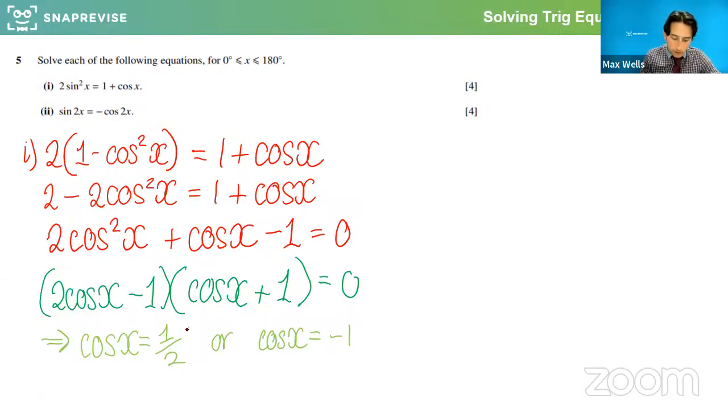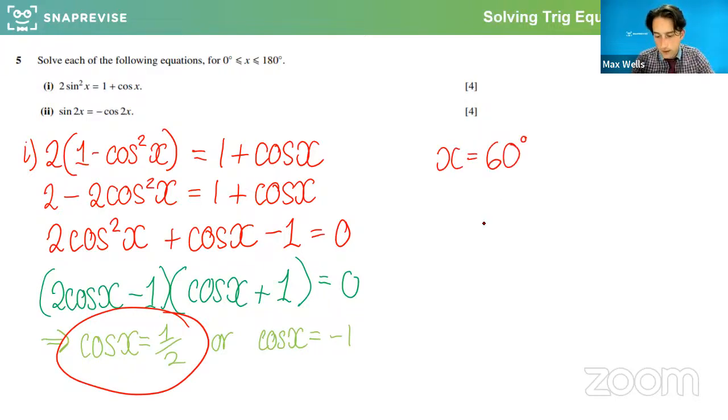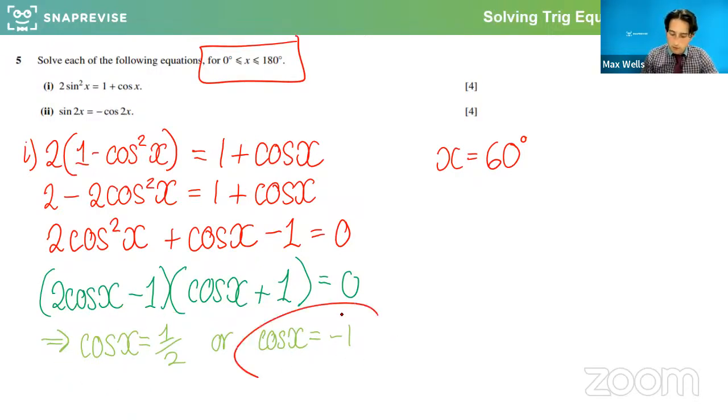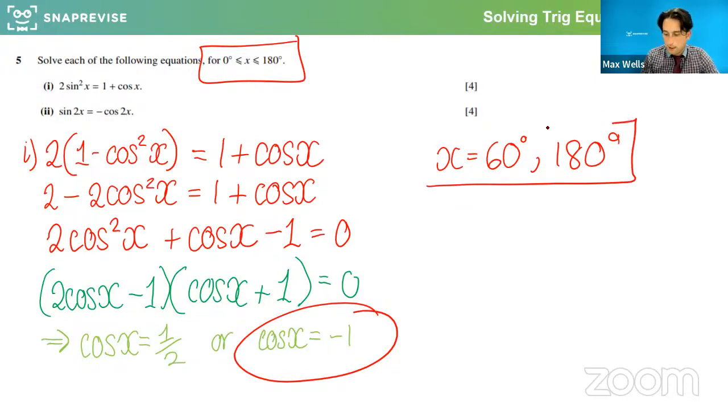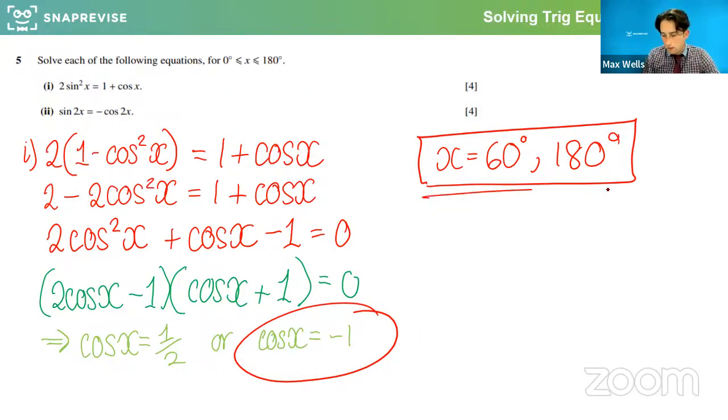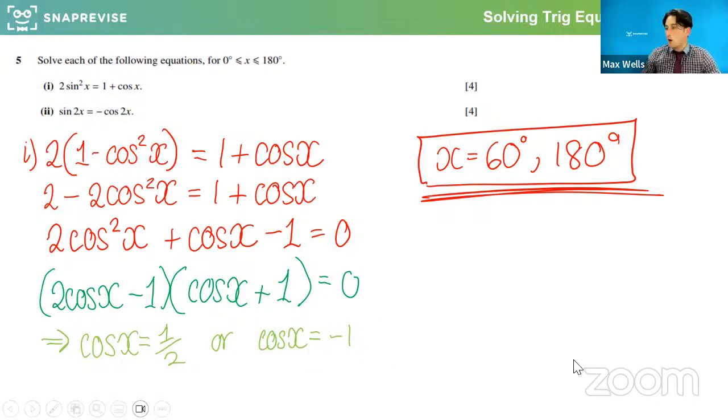If we think about when cos x equals a half, well, that's going to be x equals 60. And unfortunately, in this interval, it won't repeat again. When does cos x equal minus 1? That would be at 180. And it won't repeat again in that interval. Because it's inclusive of 180, that does count. So they will be our solutions for this question. So that's part I. Is that okay? Hopefully that's clear.